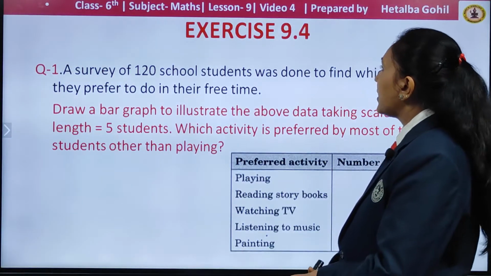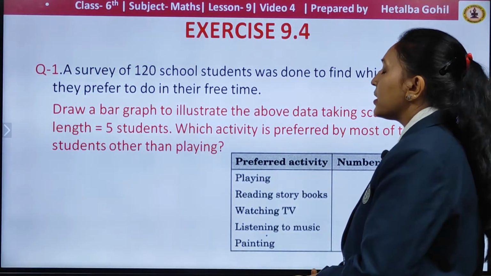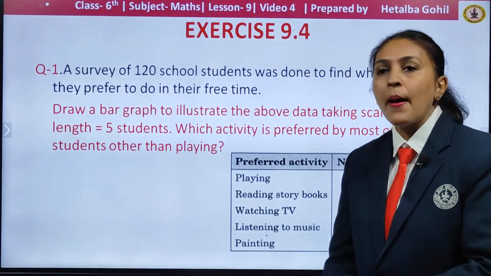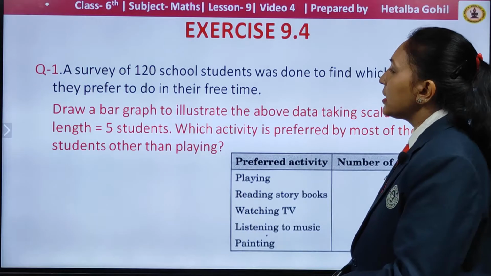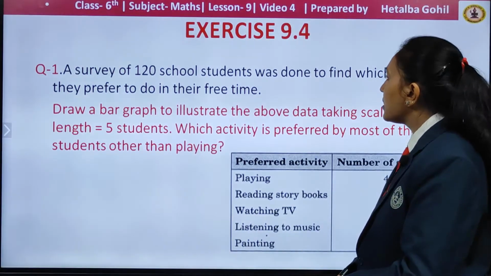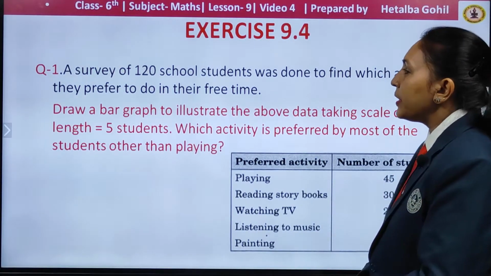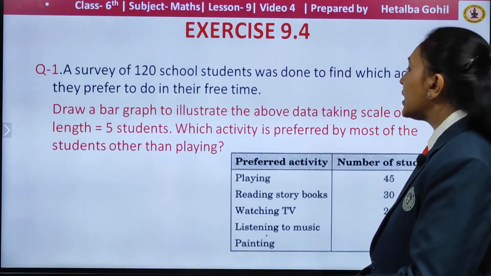Now the next exercise we have is 9.4, wherein, children, you are supposed to draw the bar graph. So let us go for the first question. A survey of 120 school students was done to find which activity they prefer to do in their free time.